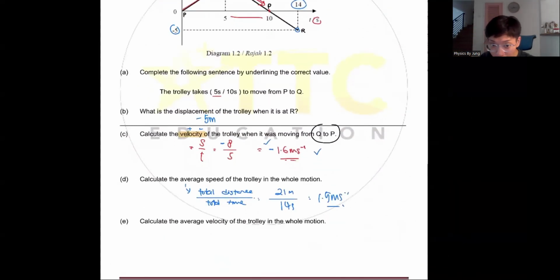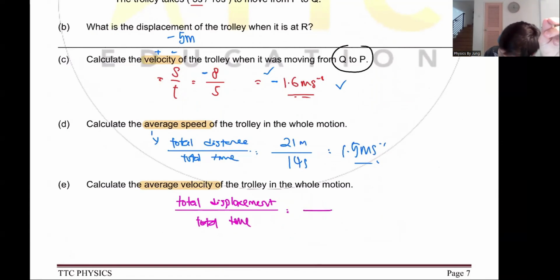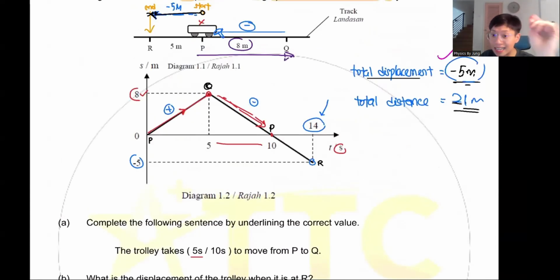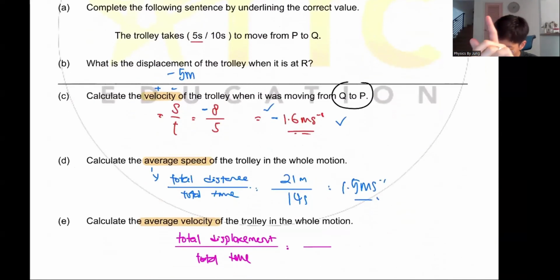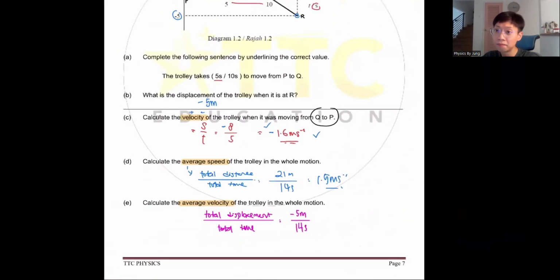So that is for you to calculate average velocity. Guys, do take note that there is a difference between average speed and average velocity. Average speed is total distance. Average velocity is total displacement divided by total time taken. Your total displacement is negative 5 meter, so you put negative 5 meter divided by the total time taken, 14 seconds. So the total time is the same.